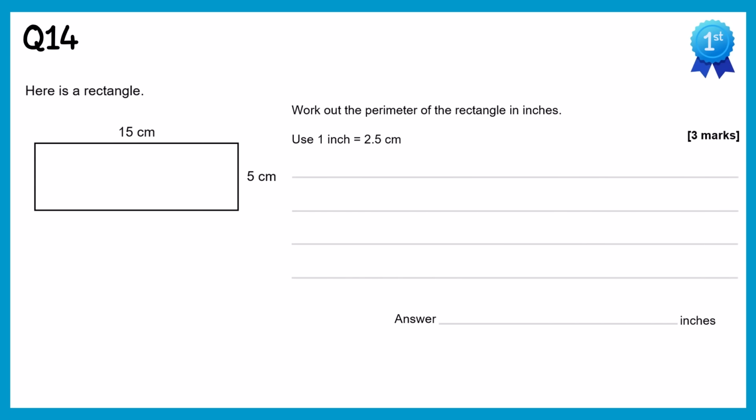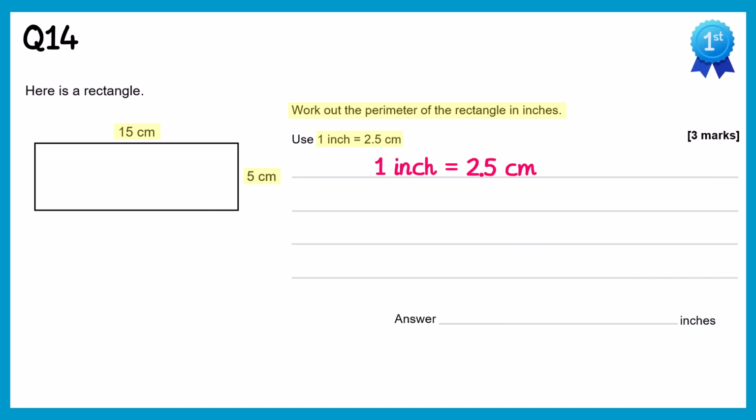In this question, we're asked to work out the perimeter of a rectangle in inches. But notice how the lengths of the rectangle are not given in inches, they're given in centimeters. We have, however, been given a conversion. We've been told to use 1 inch is equal to 2.5 centimeters.